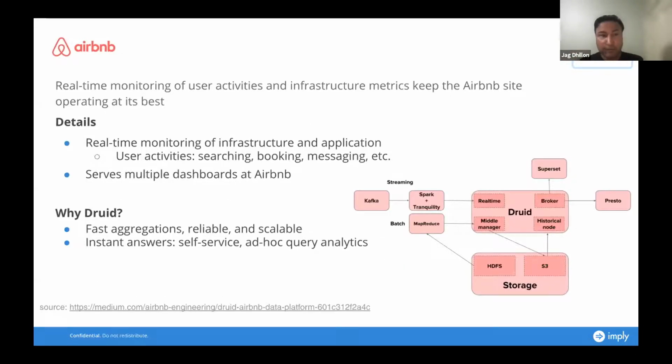Airbnb, everyone must have used Airbnb sometime. And again, as you can see here, they are slightly different. They are streaming the data via Kafka into Spark, right, to run some machine learning algorithms. And then they feed that into the Druid cluster, right? And from there, it powers multiple dashboards for real-time monitoring of infrastructure and application. Their user activities can be seen for searching, booking, and messaging. They can handle the actual infrastructure and application that supports those user behaviors.